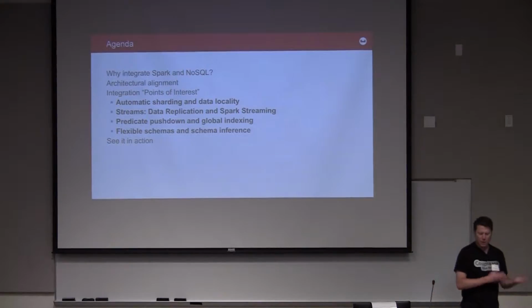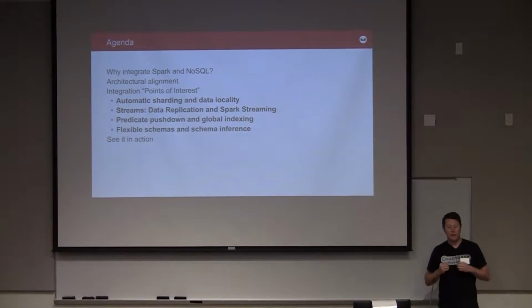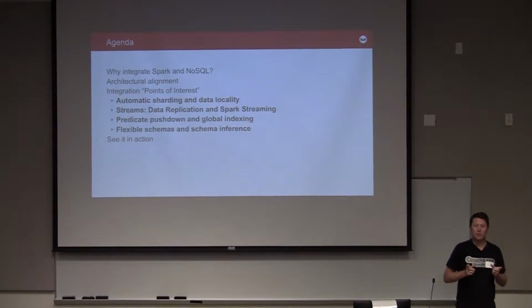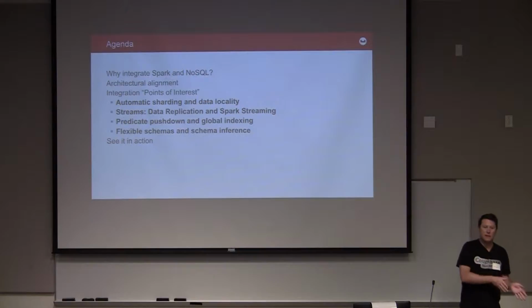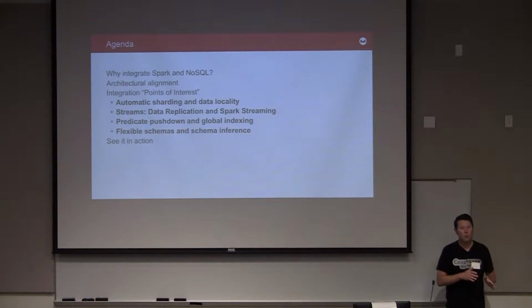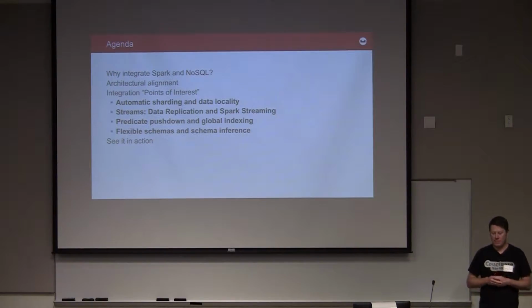So we'll talk about why you would do that integration in the first place. Then I'll talk a little bit about some of the architectural alignment, some things that apply to Couchbase, and you'll get to learn a little bit about it in the process, that align well with parts of Spark. Then we'll talk about some of those integration points of interest. So why do these two things make sense together?